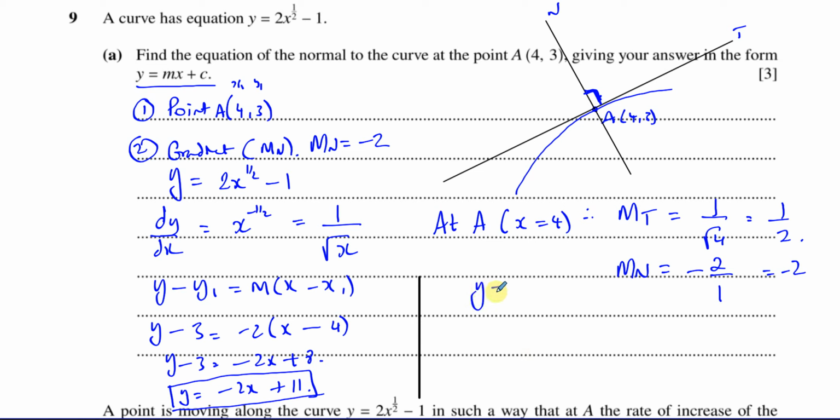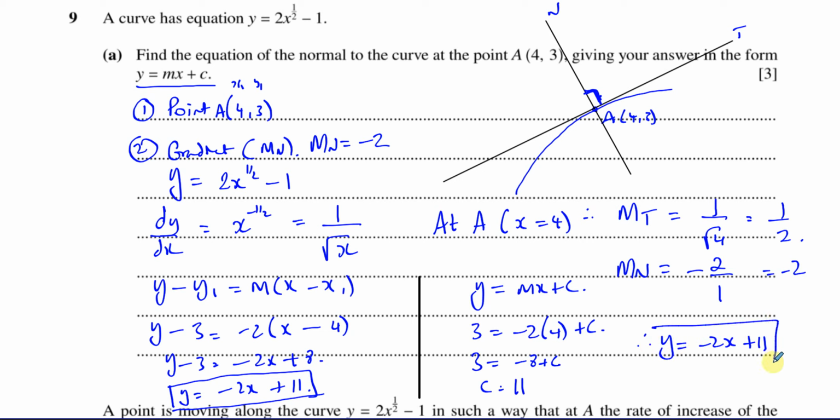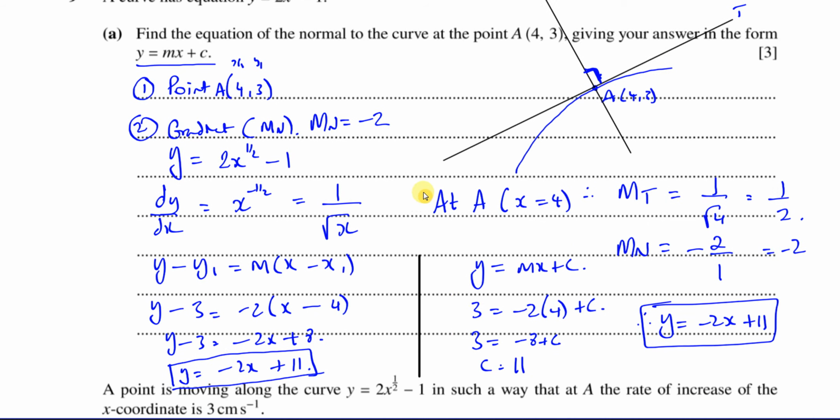Alternatively, we can use the formula y equals mx plus c, and we can just use the point. You can say, okay, we know that the gradient is minus 2 and the point A is 4, 3. So we can put, instead of y, the y coordinate, which is 3, instead of m, the gradient, which is minus 2, instead of x, the x coordinate, which is 4, plus c. So we have 3 equals minus 8 plus c. So c is equal to 3 plus 8, which is 11. So therefore, we can say y equals minus 2x plus 11. So whichever way you want to do it, that's fine. Okay, so there we have found the equation of the normal to the curve at the point A. All right, so that's the answer to part A.